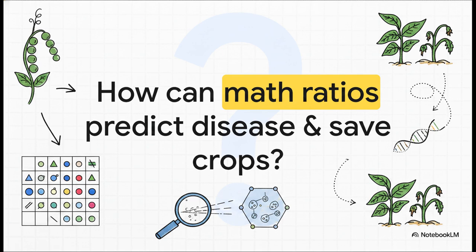Think about this for a second. It's wild, isn't it? How can a simple mathematical ratio, something first spotted in a field of pea plants over a century ago, actually give us the power to predict complex human diseases or even engineer the next generation of climate-resistant crops? Well, throughout this explainer, we're going to put on our genetic detective hats to answer exactly that. We'll be working backwards from what we can see to uncover the hidden cellular blueprints that actually control life.